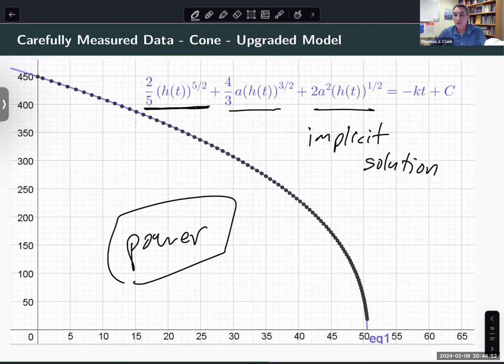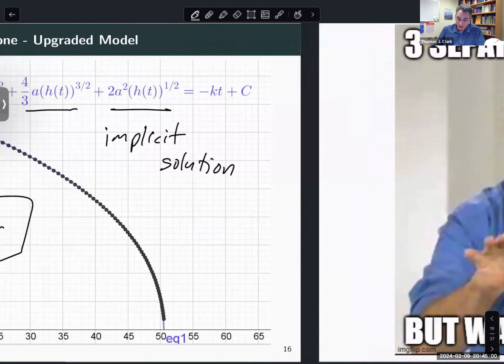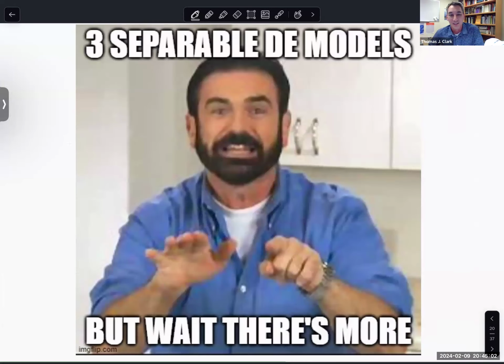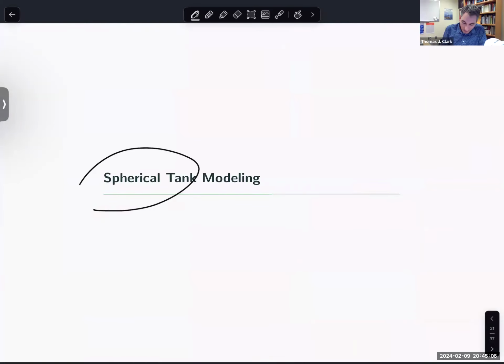And so now you've got three nice examples. You've got the cylinder, you've got the cone, you've got the upgraded cone, and you might think, that's it. But wait, there's more. There's one more, and maybe you've thought of it. It's the sphere. So the sphere is another simple, quote unquote, simple geometry.